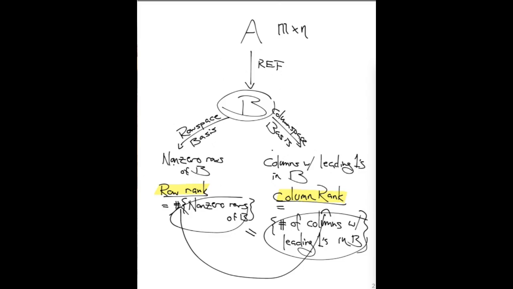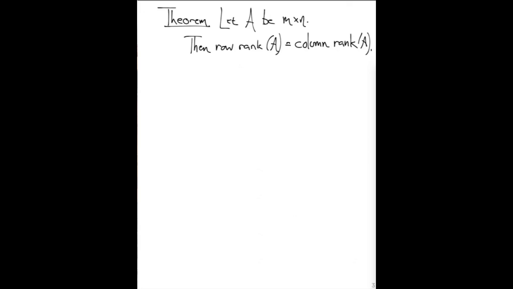We saw in an example in the previous video that we had a 3 by 3 matrix for which the row rank was 2 and the column rank was 2, and the coincidence of those ranks is not a coincidence, it's always the same. And that's our first significant theorem in this video. Here's the theorem. If A is an arbitrary m by n matrix, then the row rank of A is always equal to the column rank of A.